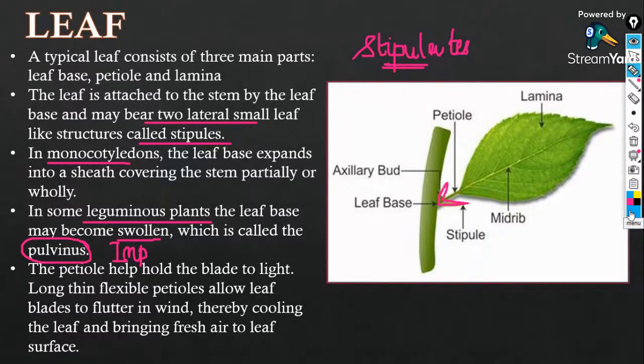Very, very important. What is the function of the petiole? It holds the blade to light. A long, thin, flexible petiole allows leaf blades to flutter in wind, thereby cooling the leaves and bringing fresh air to the leaf surface. Done?